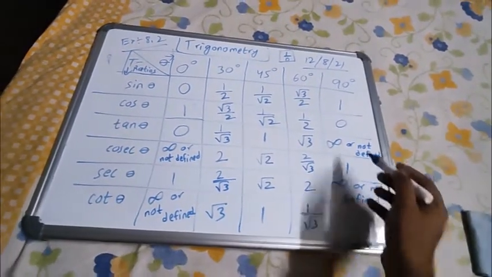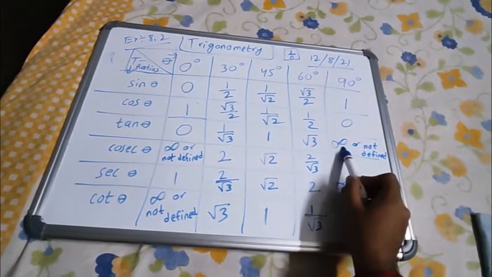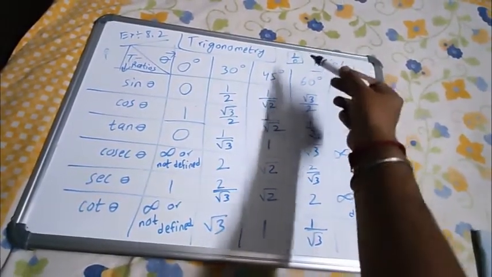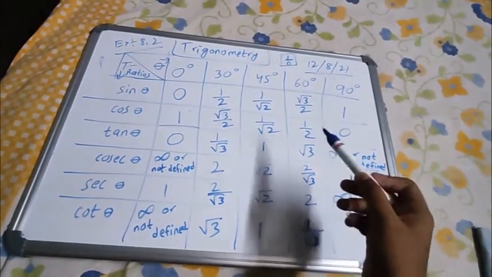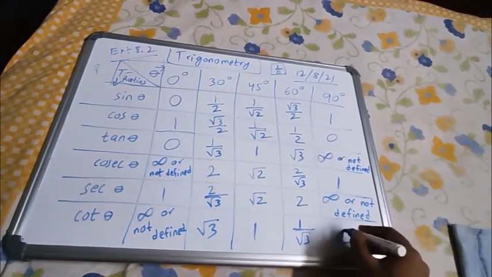And tan 90 degree is actually infinity. Infinity means 1 by 0. Now if you take the reciprocal of 1 by 0, it will be 0 by 1, and 0 by 1 is actually 0. So cot 90 degree is actually 0.